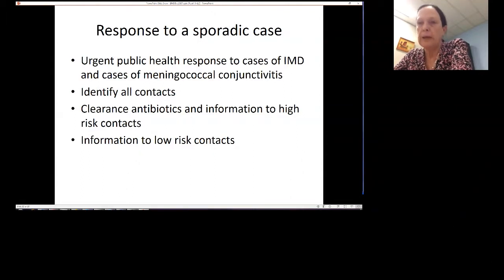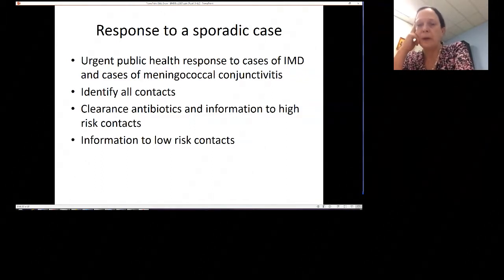So it's an urgent public health response to a case of invasive meningococcal disease and also to cases of meningococcal conjunctivitis. We haven't really talked about that yet. Meningococcal conjunctivitis is a severe form of conjunctivitis, and if proven by swab to be one of the serogroups of meningococcal disease causing the conjunctivitis, the response to the contacts of that case is the same as for a case of invasive meningococcal disease. That's because the risk of secondary cases in contacts of meningococcal conjunctivitis is similar to the risk in contacts of invasive meningococcal disease. So while meningococcal conjunctivitis isn't counted as cases of IMD, the public health response is the same.